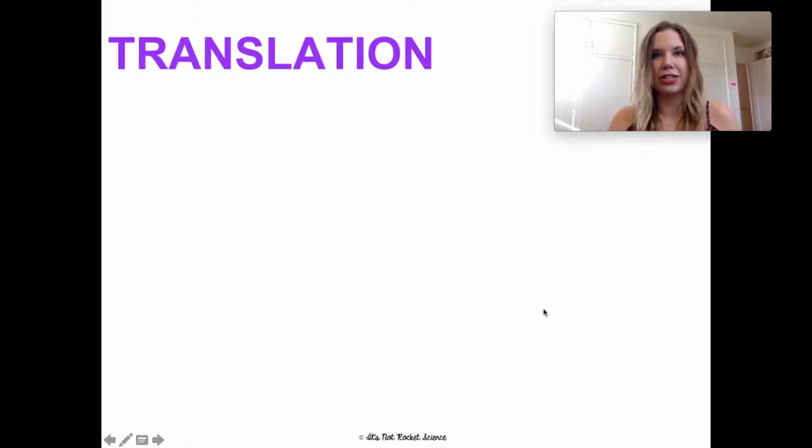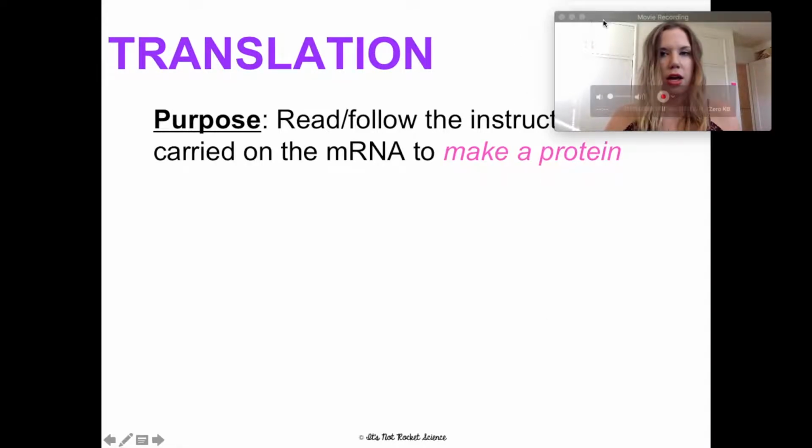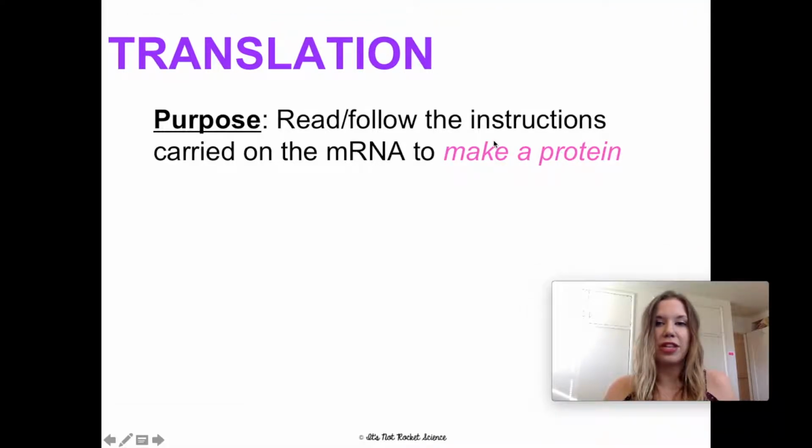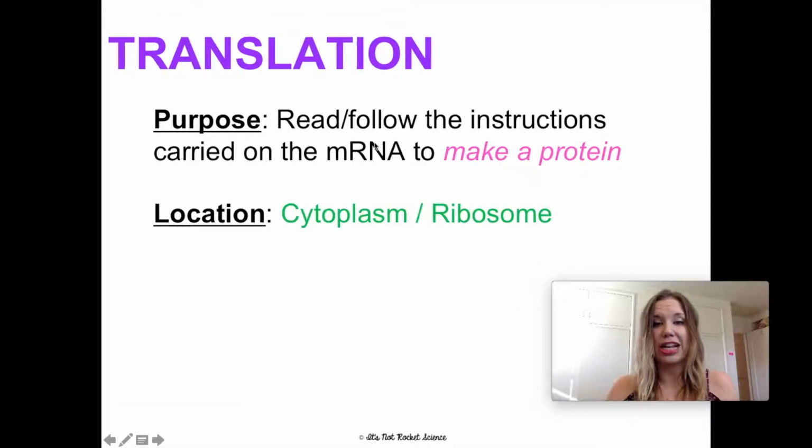Okay, so translation, the actual steps. Let's get into it. The purpose of translation, again, is to read and follow the instructions carried on the mRNA to make a protein. And we say that translation occurs in the cytoplasm, specifically at the ribosomes, but ribosomes are located on the rough ER, or they're just kind of floating freely.